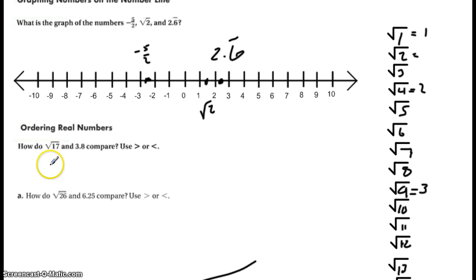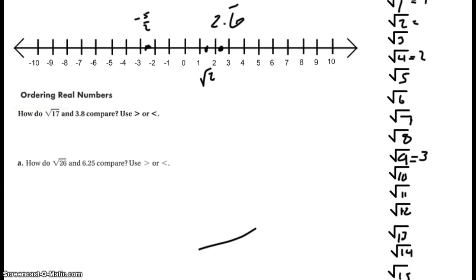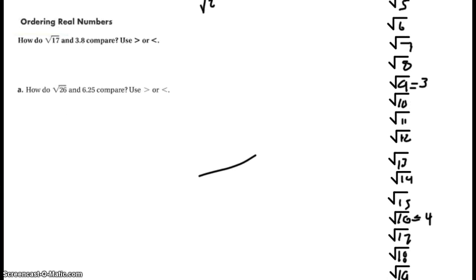Same thing can be done with radicals and decimal values using the inequalities, greater than or less than. So let's take a look at radical 17. I'm going to scroll down here a little bit, and we're going to see radical 17 right here. Looks as if it's real close to 4. Now, it's greater than 4 because it's radical 17, which is greater than radical 16. So I know that radical 17 is greater than 4, which means it's also greater than 3.8.